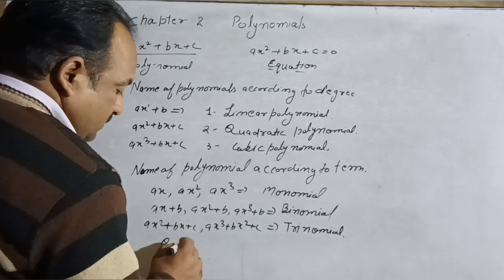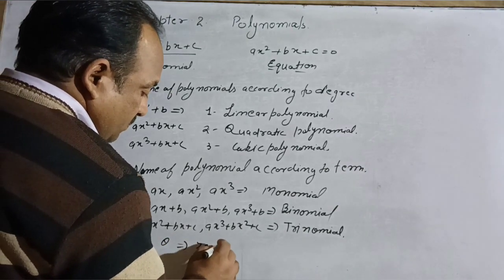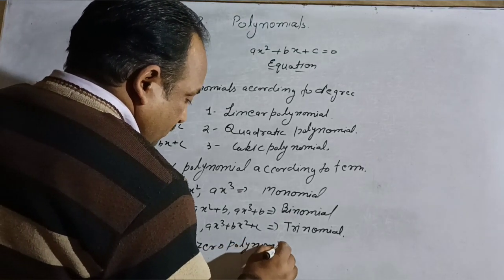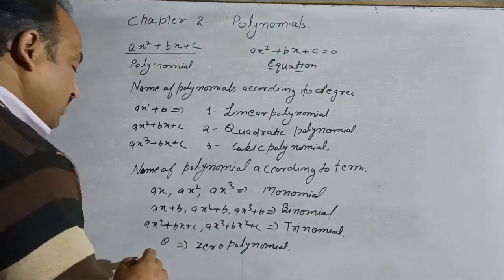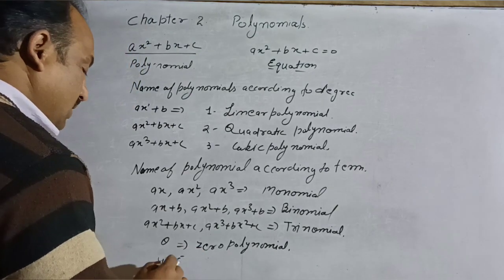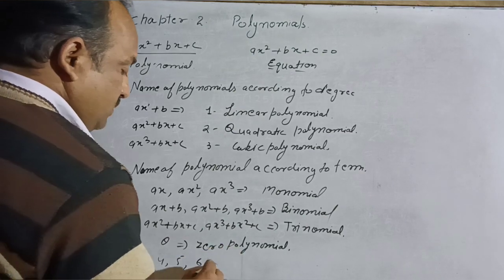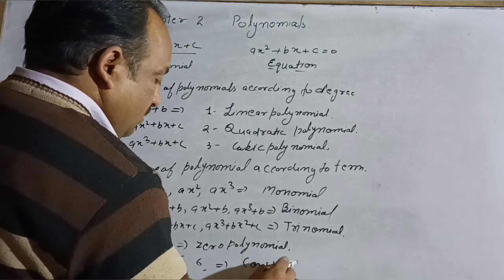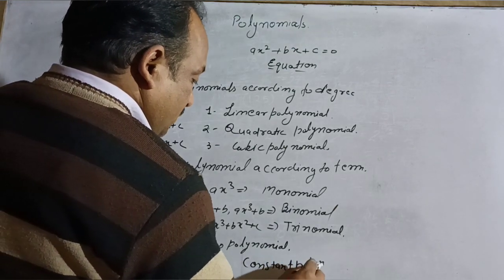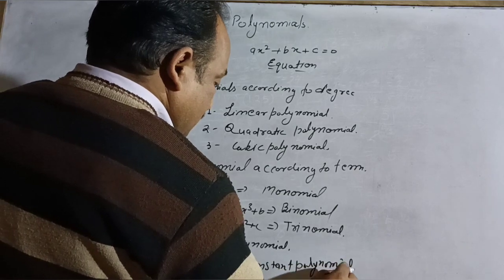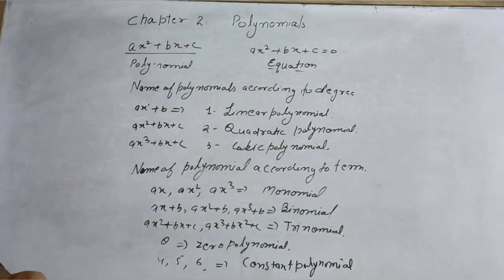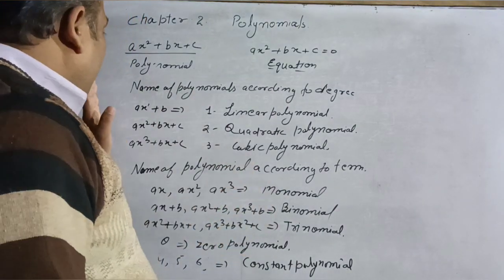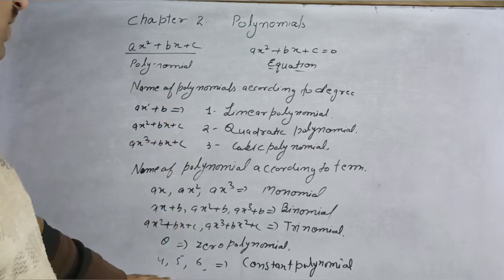Zero is called the zero polynomial. And any number like 1, 5, 4, 6, any such number is called a constant polynomial.